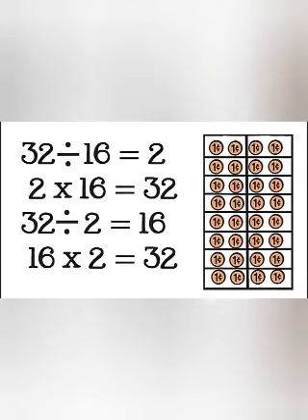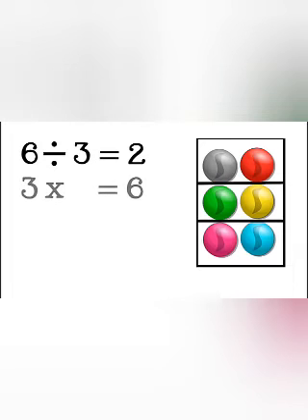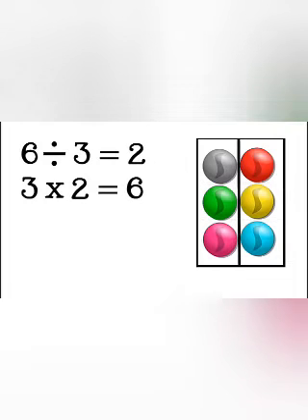Let's look at one more problem. 6 divided by 3. If we divide 6 things into 3 equal groups, each group will only have 2 things in it. 6 divided by 3 is 2. We can check that by looking at the related multiplication facts. 3 times what equals 6? 2. 3 times 2 equals 6. So 6 divided by 3 equals 2. We can divide 6 by 2 as well. 6 divided by 2 equals 3.